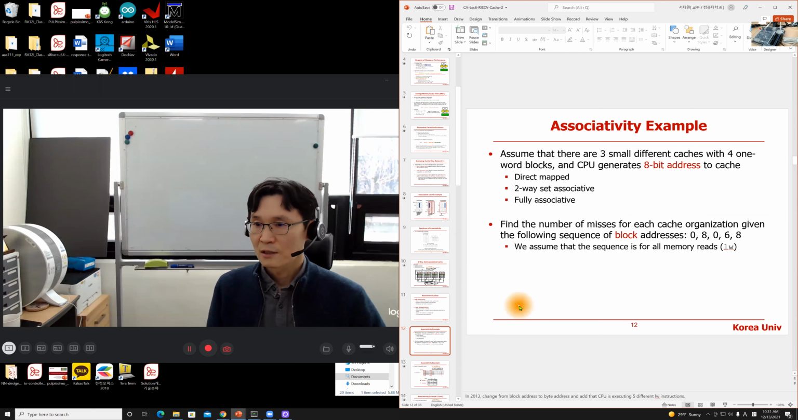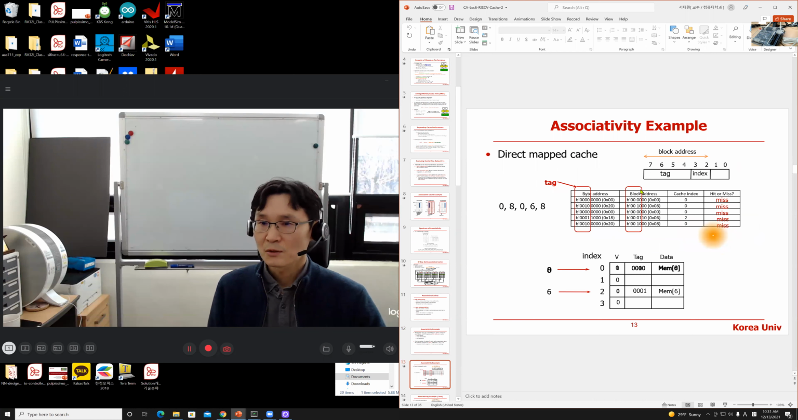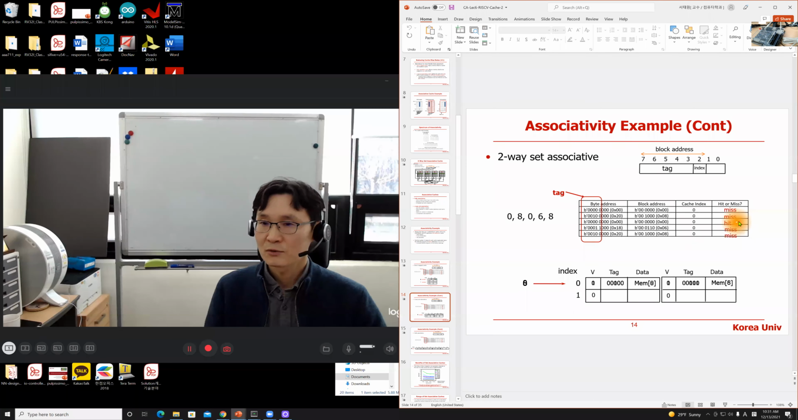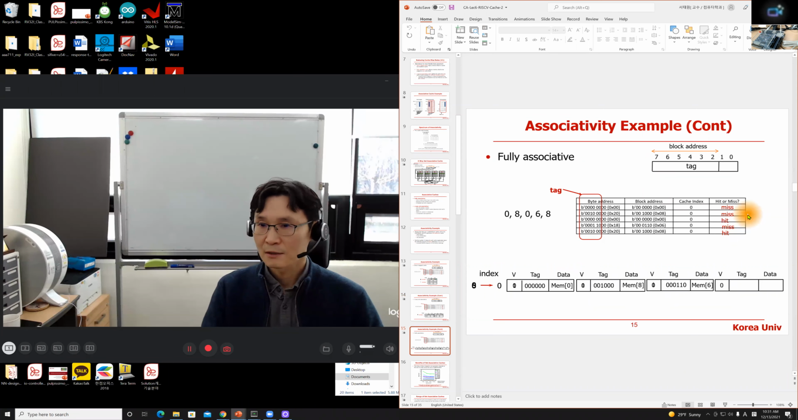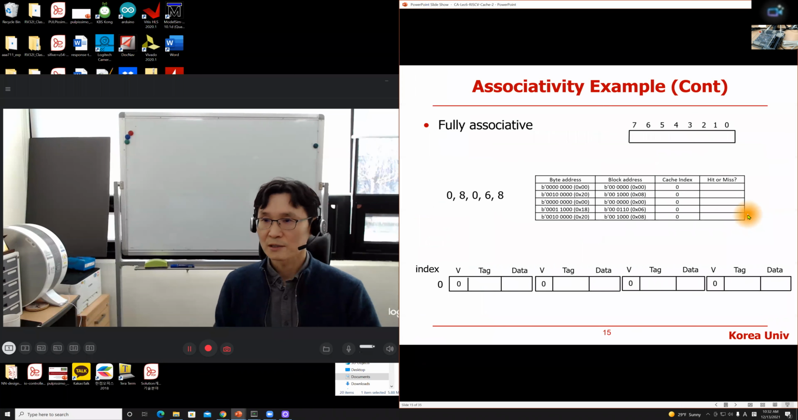Assuming you are executing 5 memory access instructions from this block address. So remember, with direct-mapped cache, you have misses, all misses, right? All 5 misses. And two-way set associative, you have 4 misses, 1 hit, right? And fully associative, so I need to explain this, right?